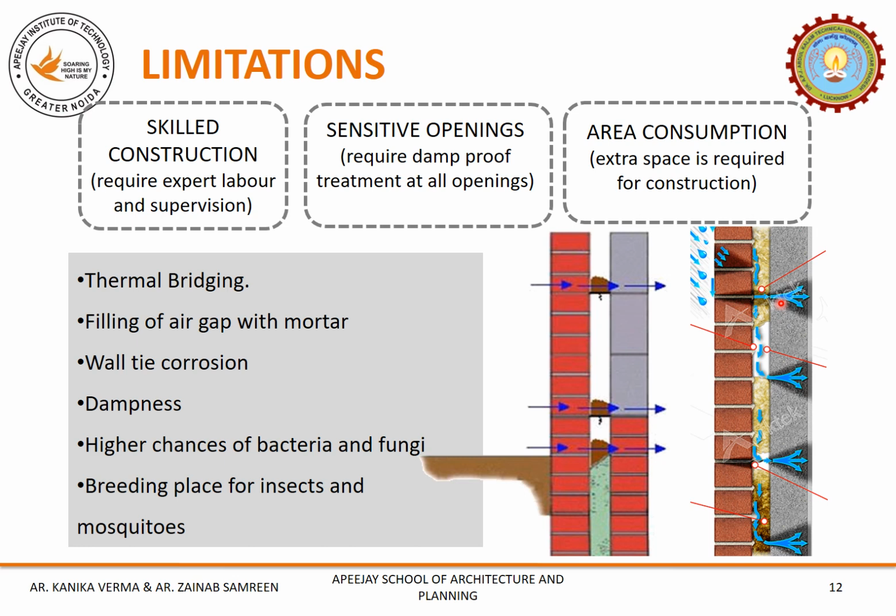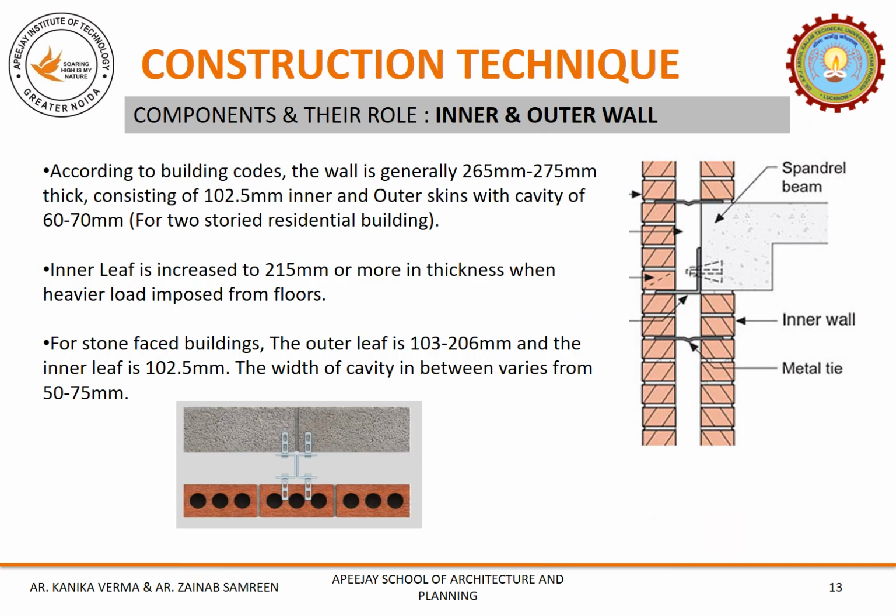Now we will learn about the construction technique of a cavity wall. I would request you, Kanika ma'am, to please continue from here. Thank you, Zainab. Now let's discuss in detail various components of cavity wall construction one by one. The first and foremost component is the two leaves itself, which are basically the inner solid and outer solid element of the cavity wall.